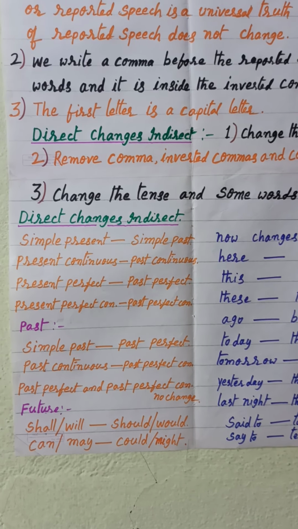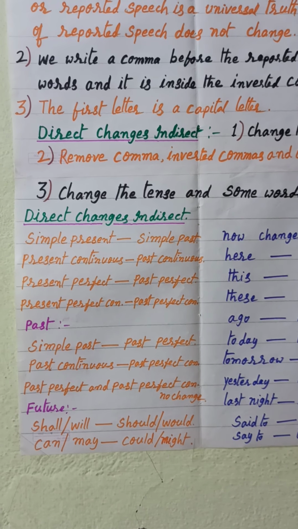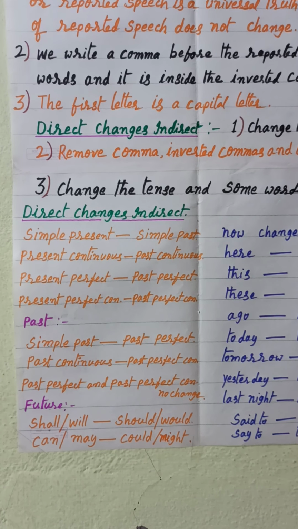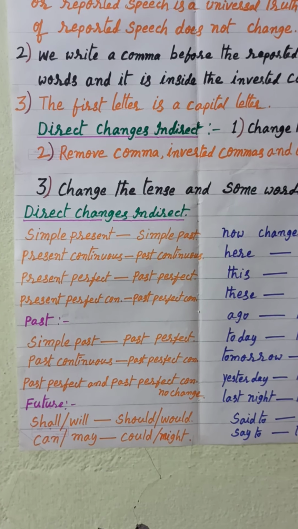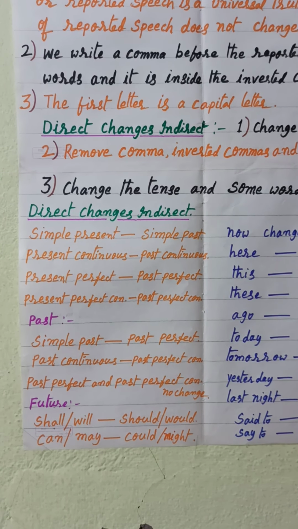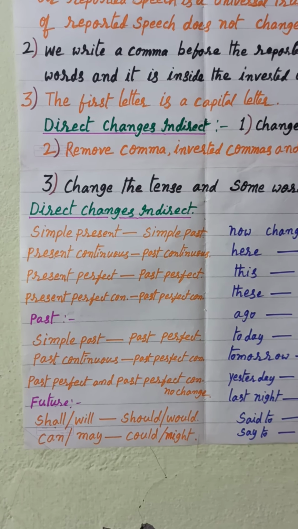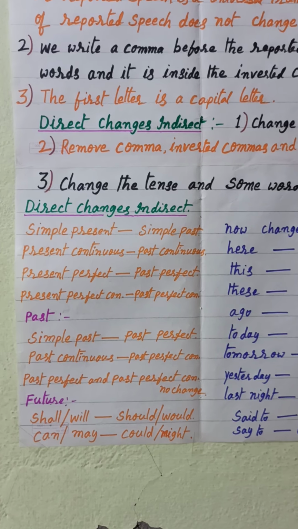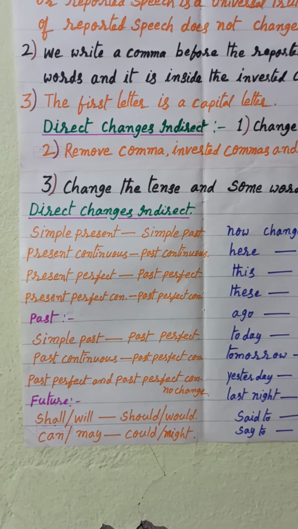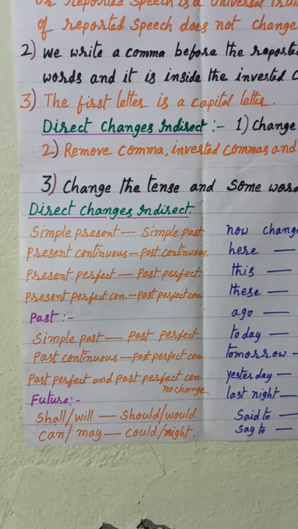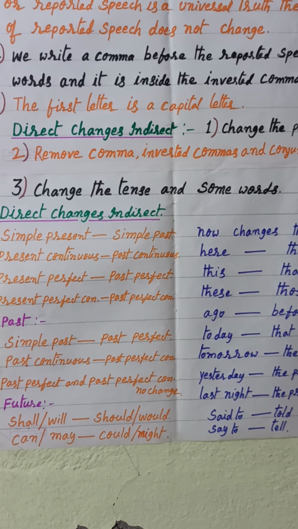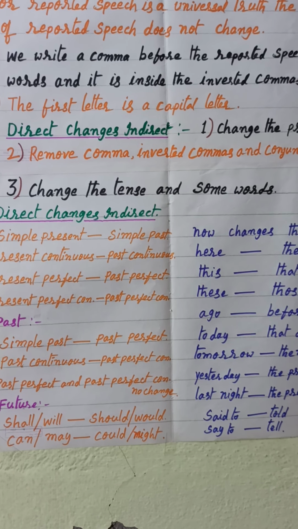The future tense: shall changes to should, will changes to would, can changes to could, may changes to might. These all are the changing procedures of the tenses. Some words also change.